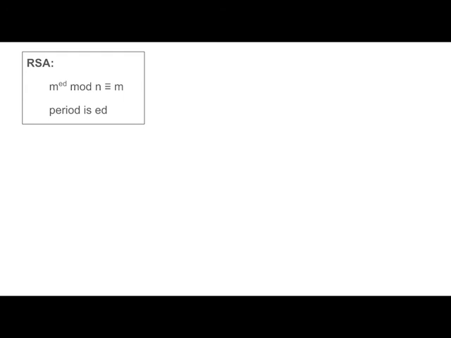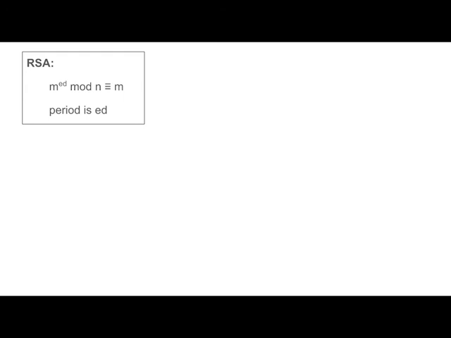Sorry, the m on the left side and the m on the right side are not the same? They are the same. So this is our message, and we're RSA encrypting it. You encrypt m to the e mod n. That is the encryption, and to decrypt, you raise it to the d, which gives you m back. This is why it is the definition of a periodic function. So if we can get the period, we get ed.